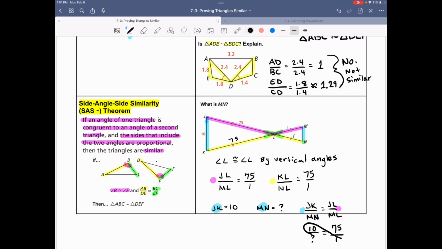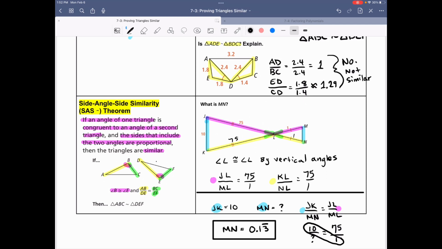So 1 times 10 is 10. 10 divided by 75 is 0.13 repeating. So MN is equal to 0.13 repeating. And that's our final answer after we've proven that the two triangles were similar. That was the first step we did up above. Then we set up a proportion to figure out this missing side over here.